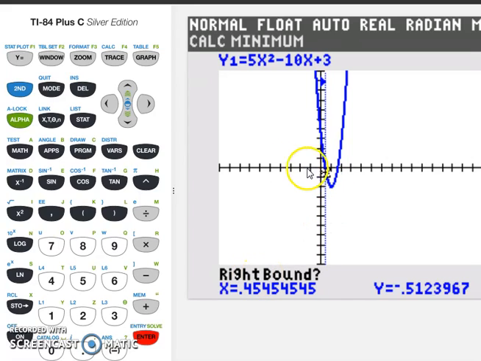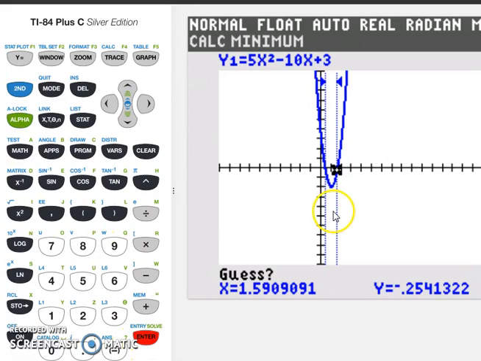So what I'm going to do is move the blinking object now to the right side of the vertex. What I'm trying to do is isolate the vertex. So I'm going to move this to the right a little bit. Okay, and I'm going to hit enter. What it's doing is isolating that vertex point. Again, these numbers don't matter, so I hit enter, and then it'll say guess. Again, these numbers don't matter, so you're just going to hit enter again.